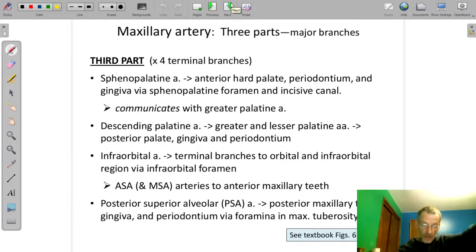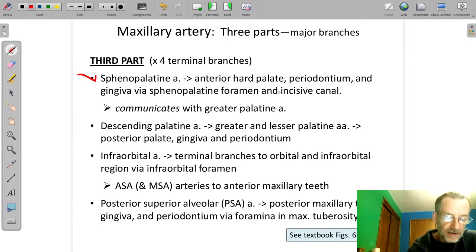So there are 4 branches. This is the end of the maxillary artery where it branches off and gives rise to 4 major arteries. And they are the Sphenopalatine, which supplies the anterior hard palate, the periodontium, and the gingiva of the maxillary teeth. And the Sphenopalatine goes through the Sphenopalatine foramen and the incisive canal.